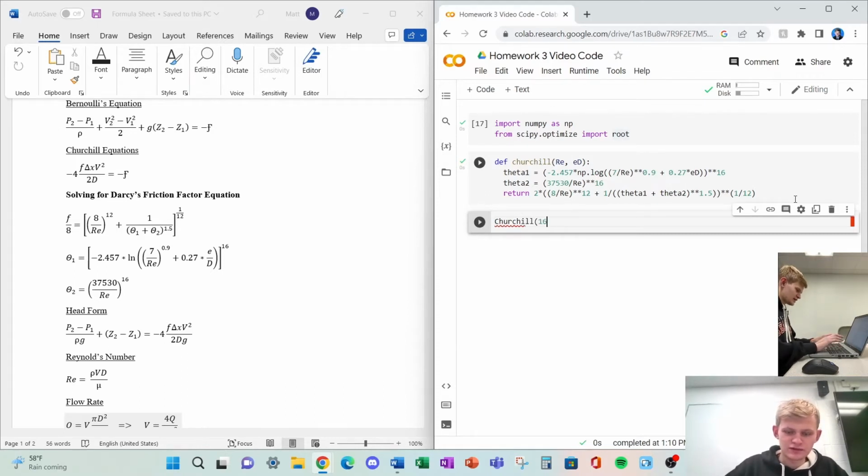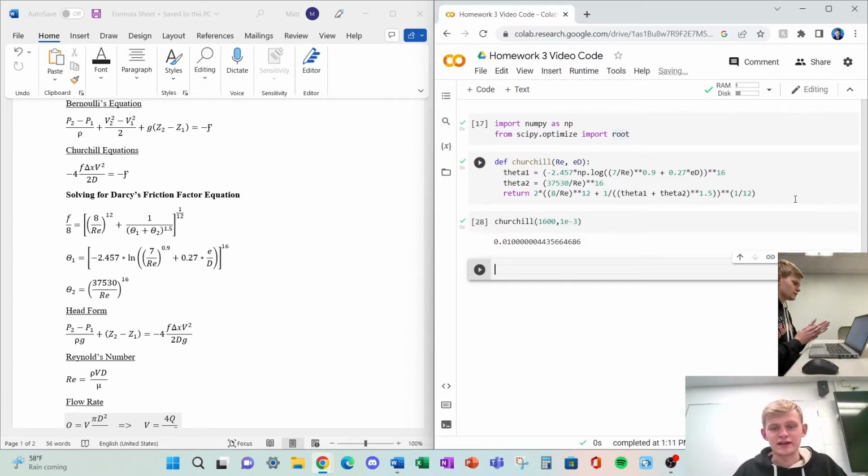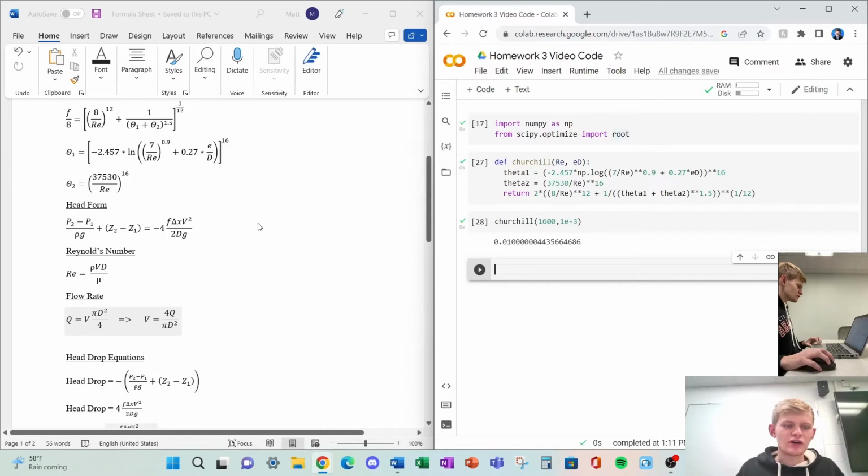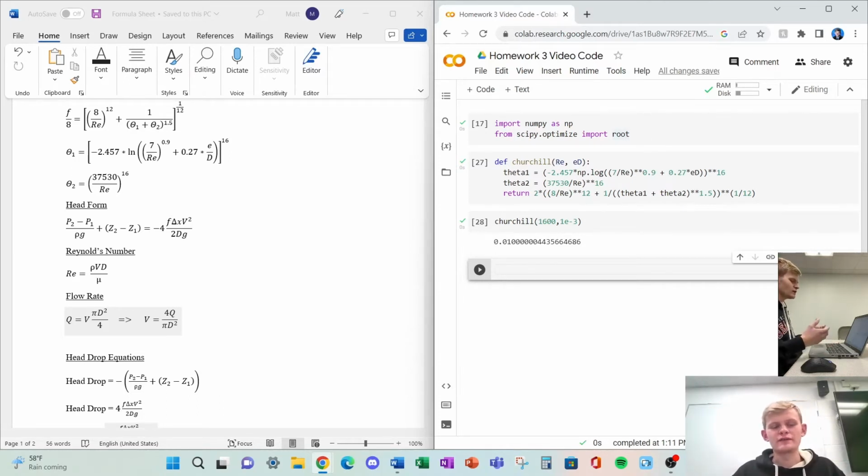So we're going to have a Reynolds number of 1600, and then just say a surface roughness of 1 to the exponent of -3. So, actually I accidentally capitalized it, which we don't want. So if everything's working properly, we're going to get a decimal. Perfect. It's actually working as intended. And we want a small friction factor. So from here, we are going to start trying to solve the first part of it, where with a given flow rate, we're going to find the head drop.